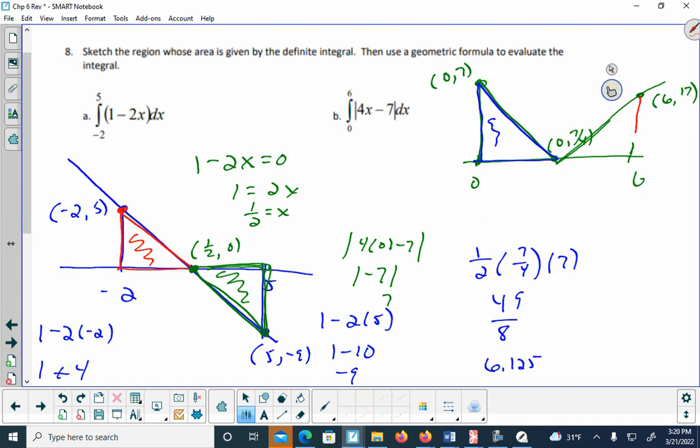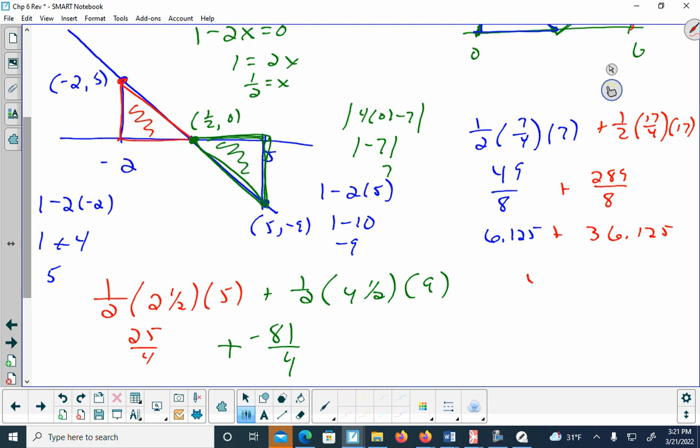And to do the area of this triangle, I'm going to take 6 minus 7/4, which is 17/4, times the height, which is 17. And when I multiply that, I get 289 over 8, which ends up being 36.125. And when I add those together, I get 42.25. And that's the area underneath that curve.